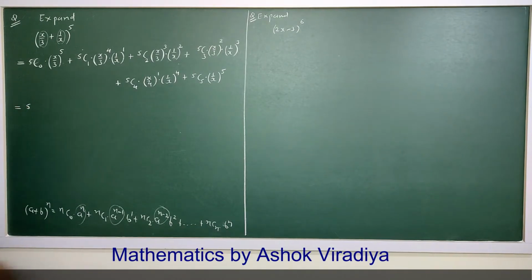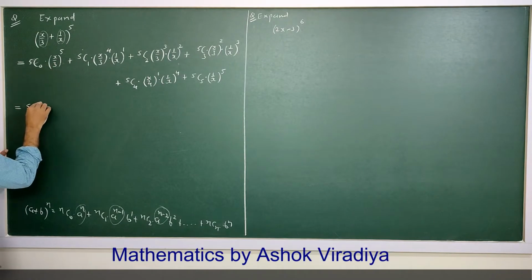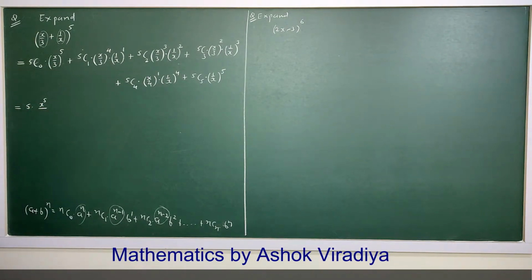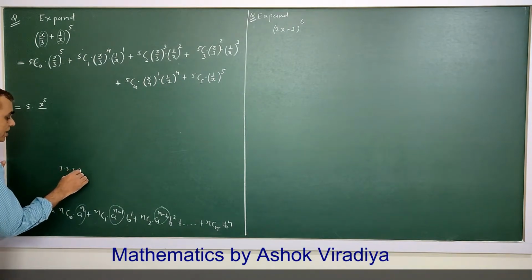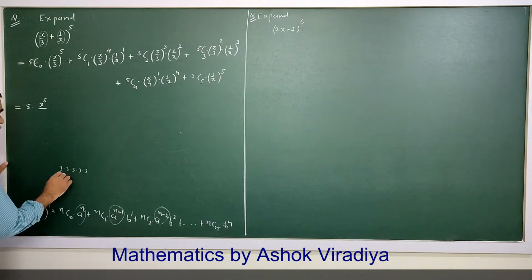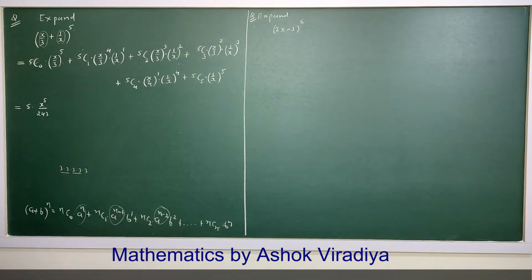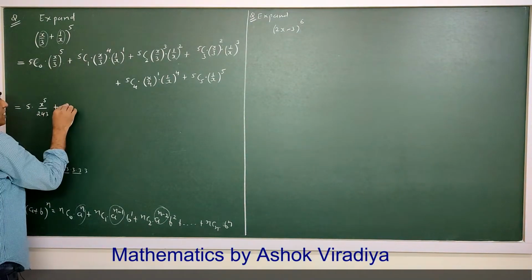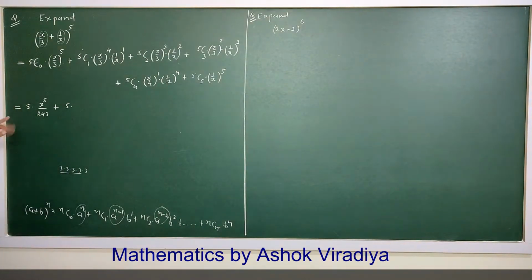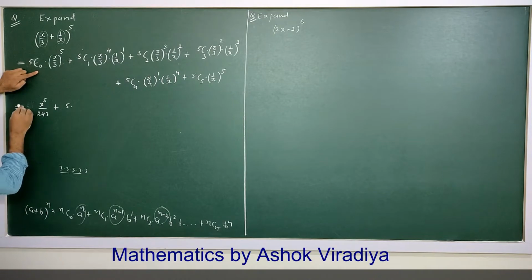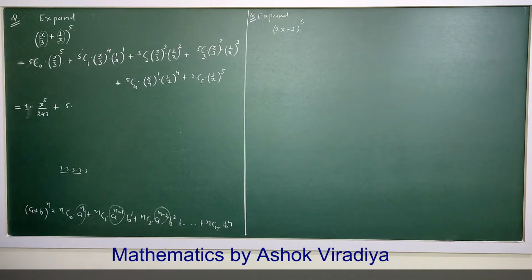5c0 into x raised to 5 upon 3 raised to 5, 3 into 3 into 3 into 3 into 3, 3 raised to 5, so 9 into 9 is 81, 81 into 3 is 243, plus 5c1 is 5, sorry here I have made a mistake, 5c0 is 1, 5c1 is 5.